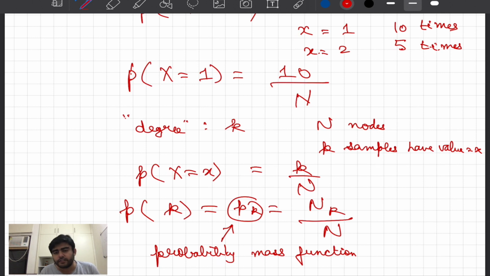So in the mass function, we say that only discrete values of k are permitted. For example, if we are talking about a social network, and I gave this example of Saddam Hussein in the last lecture, he may have 3 connections, 4 connections, or n connections. There is nothing like 2.5 or 2.75 connections. So we are always talking about discrete values here.